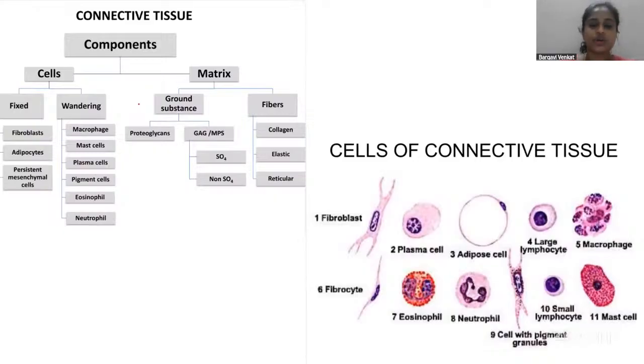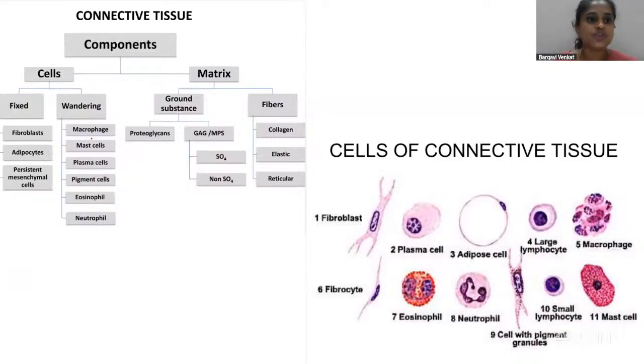And adipocytes are your cells which form fat tissues. Okay. So again, adipose tissue is again a specialized type of connective tissue. So those adipose tissues are formed by your adipocytes. Okay. And persistent mesenchymal cells. So these persistent mesenchymal cells differentiate into fibroblasts and any other type of connective tissue cells to form the matrices. So these are your fixed cells. So you take any connective tissue, you're going to have these as standard cells.